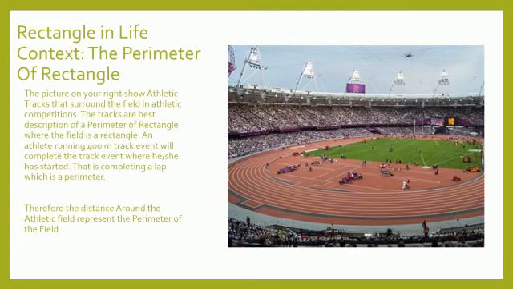By so doing, it means that particular athlete has completed what? A perimeter. That means those particular tracks represent what? The perimeter of a field in athletic fields. So that indicates that the distance around the athletic field represents the perimeter of that particular field.